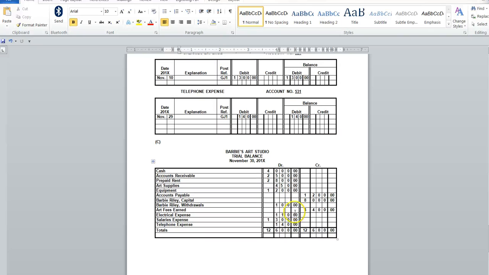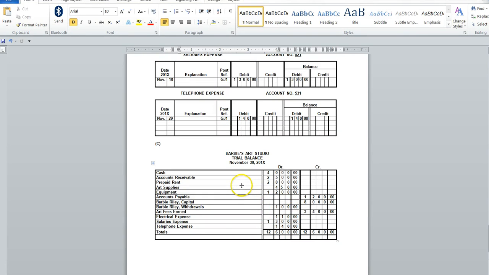And then the last thing you are supposed to do in this, as you did in Chapter 2 as well, is to prepare a trial balance, which is nothing more than listing out the total debits and the total credits, account by account in the same order in which they are presented in the ledger.